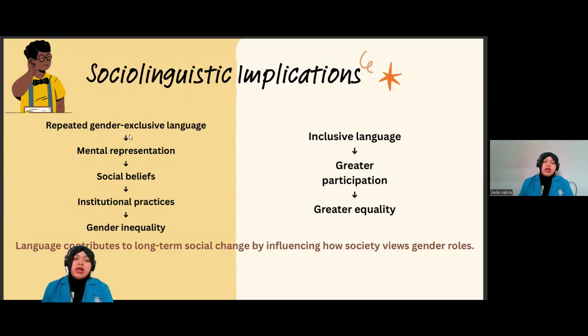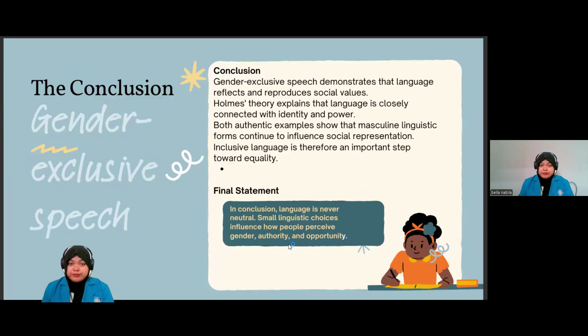Sociolinguistic implication. Repeated gender exclusive language leads to mental representation, the social belief in unequal practices, and gender inequality. Inclusive language leads to greater participation and greater equality. Language contributes to long-term social change by influencing how society views gender roles.